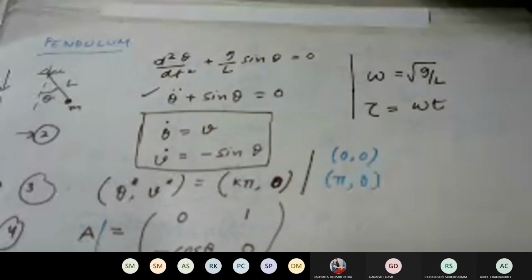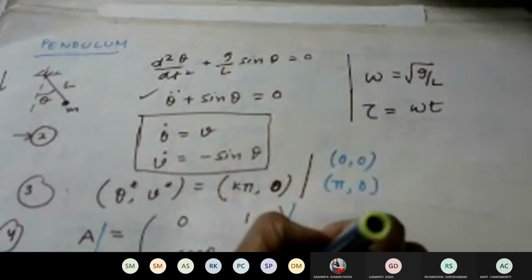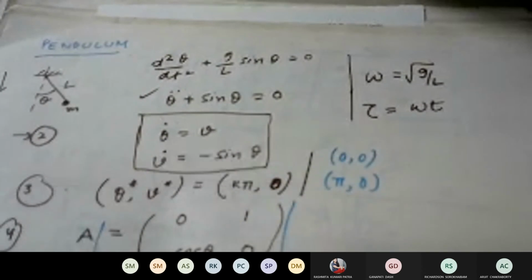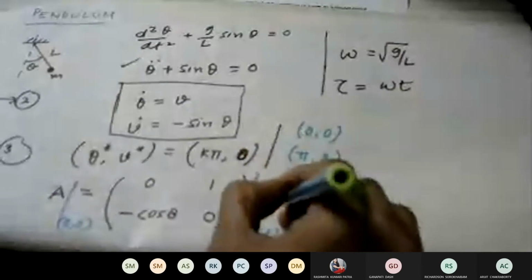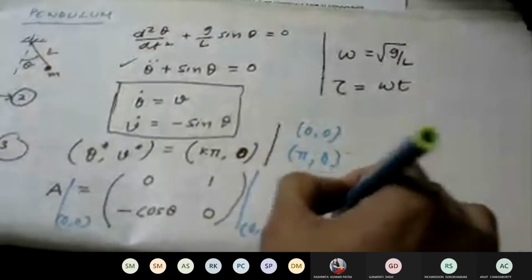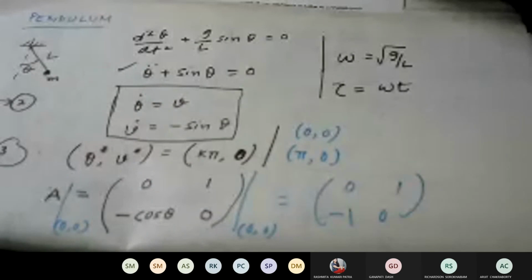Okay. So let us find out the value of this Jacobian at 0, 0 first. At 0, 0, rest of them are all numbers. So this one becomes -1, right? So the Jacobian at 0, 0 is given by 0, 1, -1, 0. Okay, so this is the Jacobian that we have.